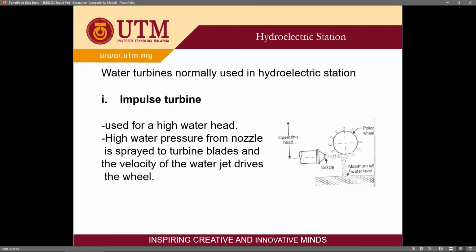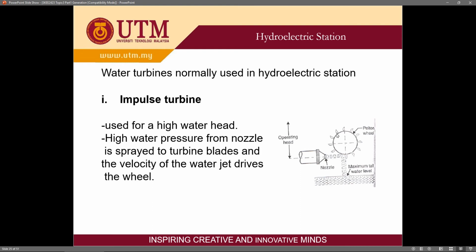Okay, so you have two types actually. The water turbine normally used in hydroelectric station, you have two types. The first one is the impulse turbine. Okay, this is the theory. Make sure you know what is the theory. Impulse turbine is usually used when we have a high water head. It is very suitable for high water head. Medium and low, you do not use the impulse turbine. So basically you need to have a very high head, or high height difference between the source and the output.